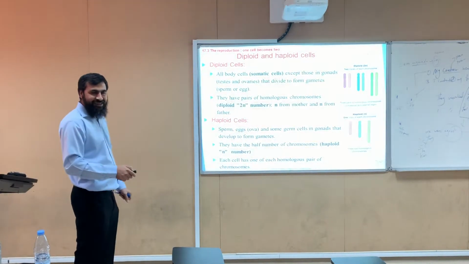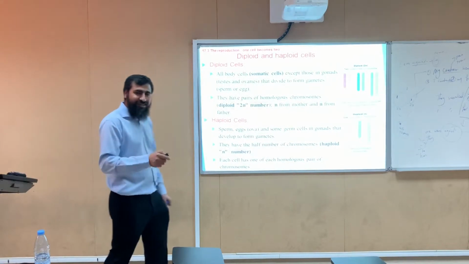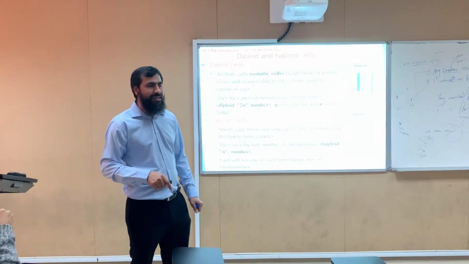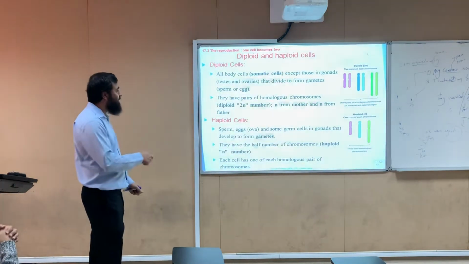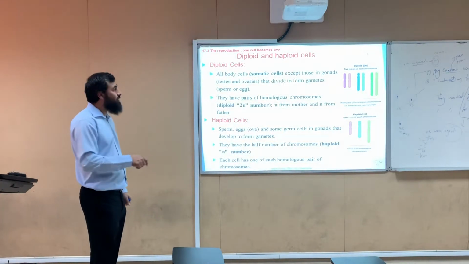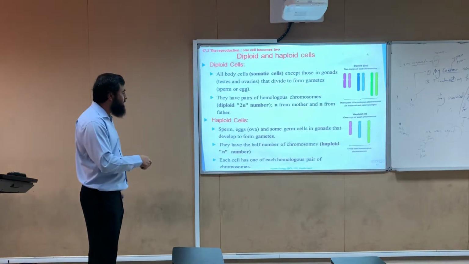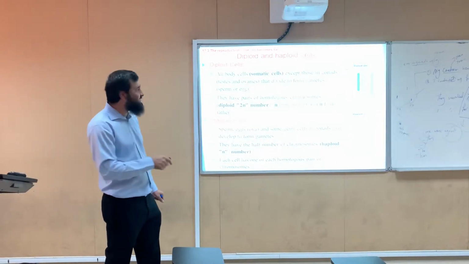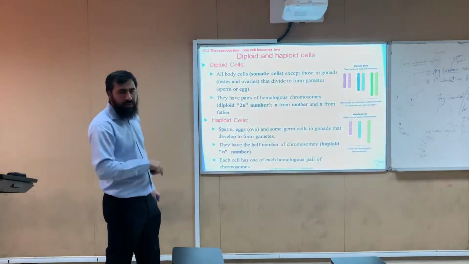Let's try that again. The gonads refers to the ovaries in the female and the testicles in the male. This is where the haploid cells are made, the sperm and the egg. Okay, so somatic cells are all other cells except for the gametes.